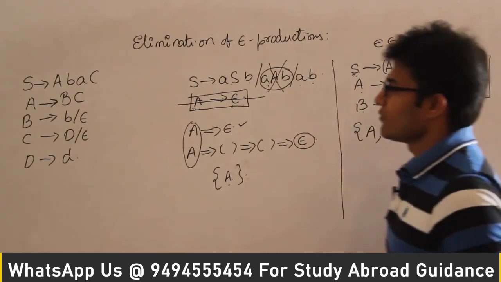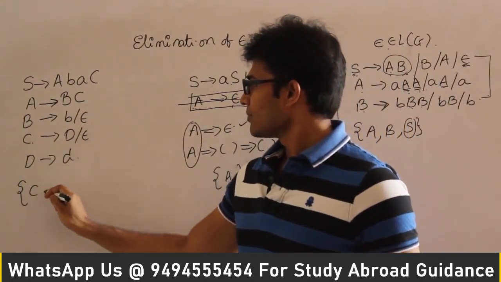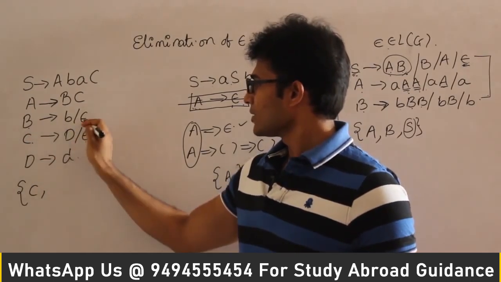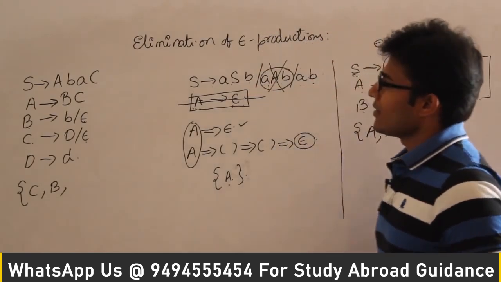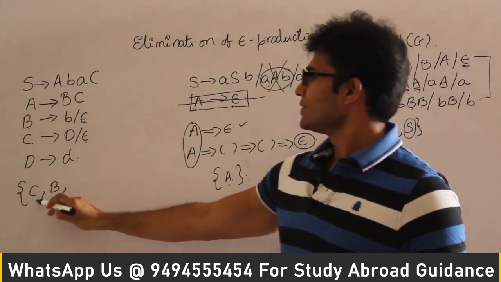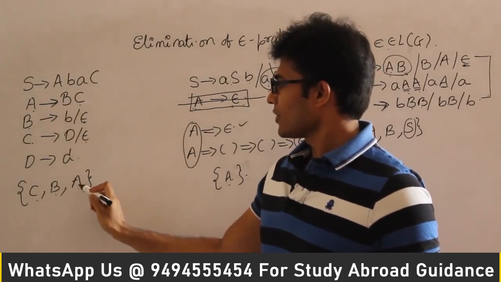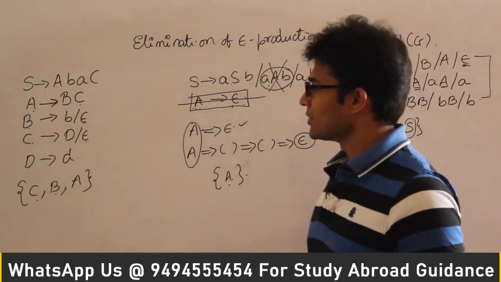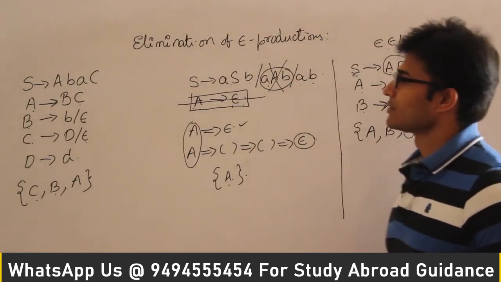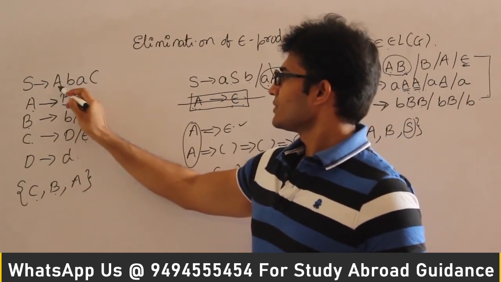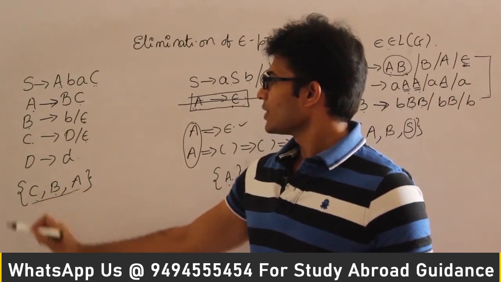So what is the rule? First find out all the nullable symbols. So C is nullable because C derives epsilon is there. B is nullable because B derives epsilon is there. Okay. And since B and C both are nullable, A is also nullable, right? So if you find out, these are all the nullable symbols. So we have A, B, C as nullable symbols. And even if you replace A and C with epsilon, we are not going to get null. So A, B, C are the nullable symbols.